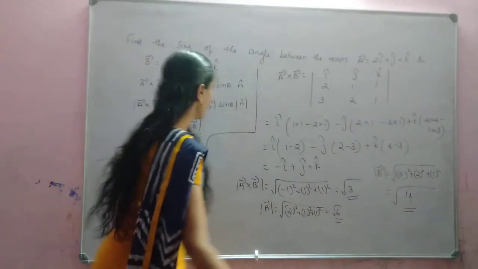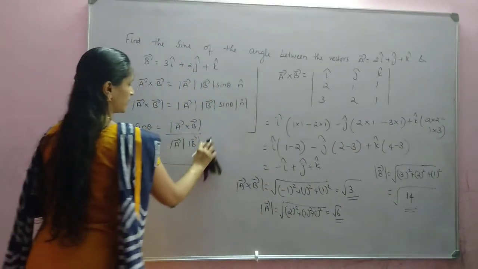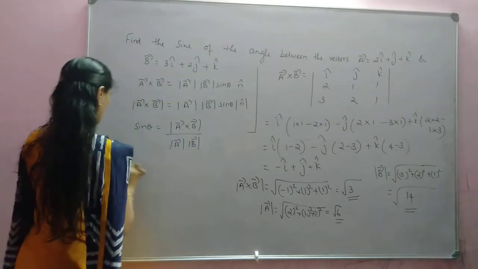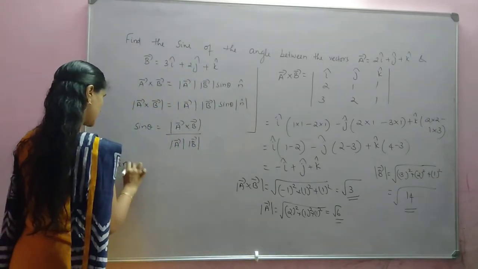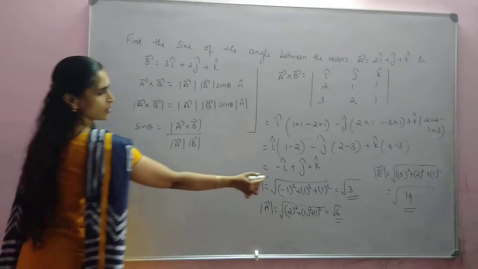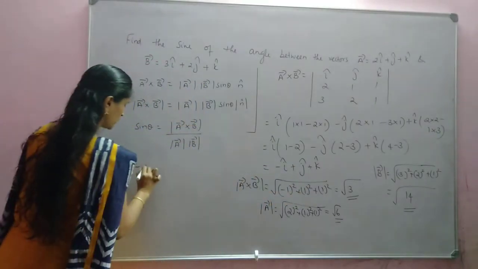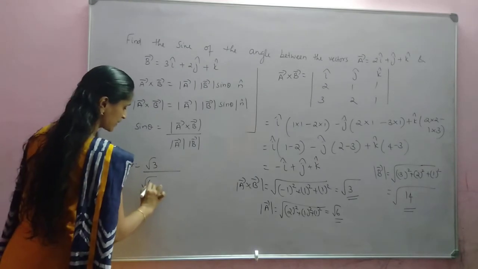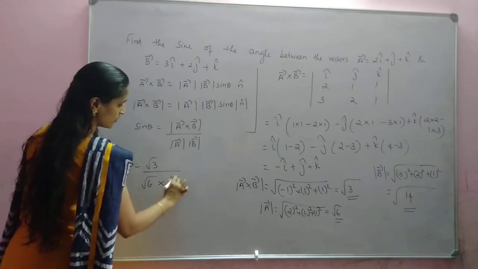Okay. Now here you can apply, here you can substitute. What you can do? You can write here A cross B by modulus of A. So sin theta is equal to modulus of A cross B, which is root 3, divided by modulus of A, which is root 6, into root 14.